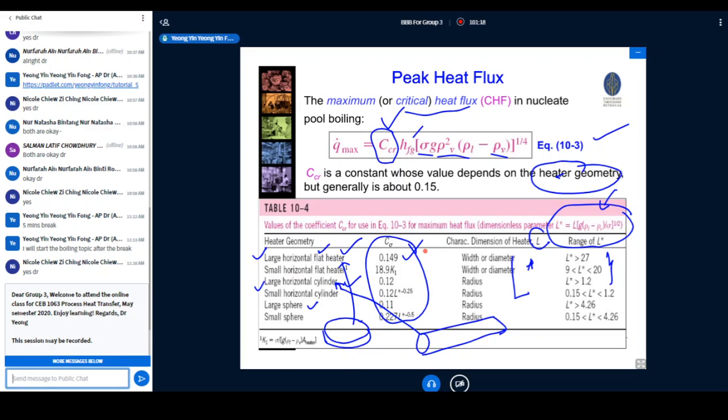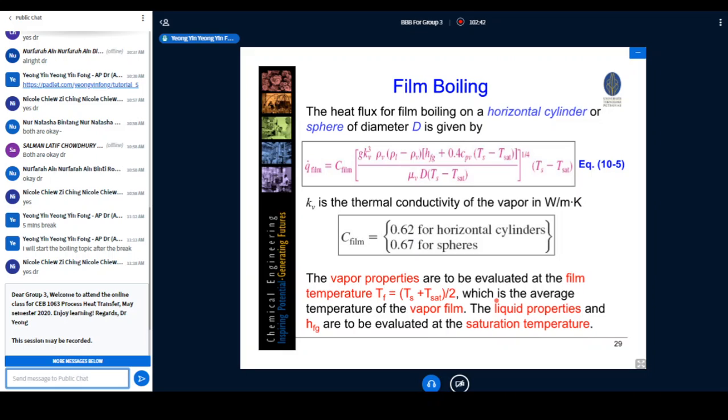So we have the remaining 6 minutes over here. I think I will just introduce film boiling to all of you. There are a total of 4 equations: nucleate boiling or nucleate heat flux, maximum heat flux, minimum heat flux, and Q film, the film heat flux in the boiling curve. That's all that you need to recognize. Only 4 equations.